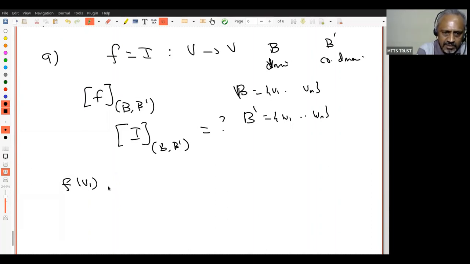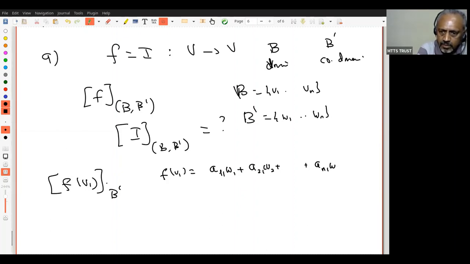That is the same as saying, look at this and B dash. You understand? That is f of v1. Remember, how will I write it? a11 w1 plus a21 w2 plus ... an1 wn. Therefore, the first column will be a11, a21, ... an1. But notice that this first column is nothing other than the coordinate representation of the vector f of v1 in B dash.